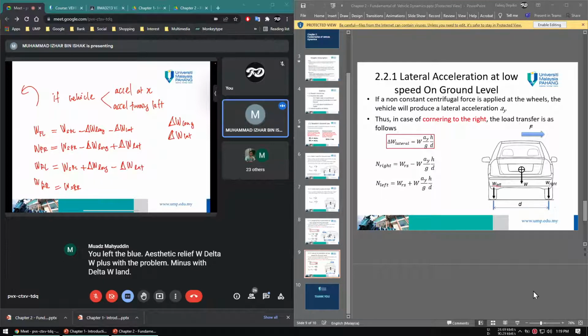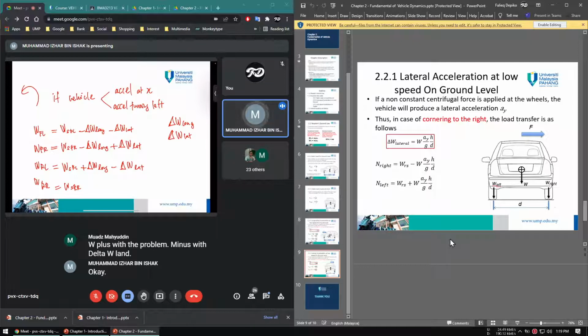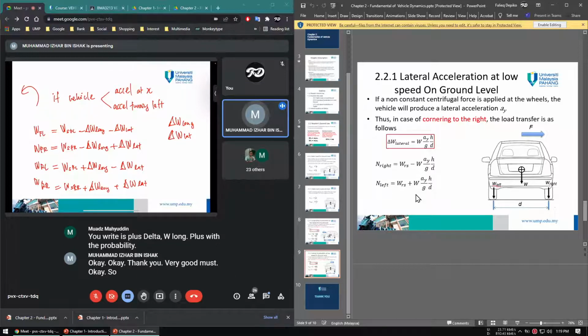Okay. Last one, rear right. Rear right is plus delta W long plus with delta W lat. Okay. Thank you. Very good. Okay, so how do we form this?